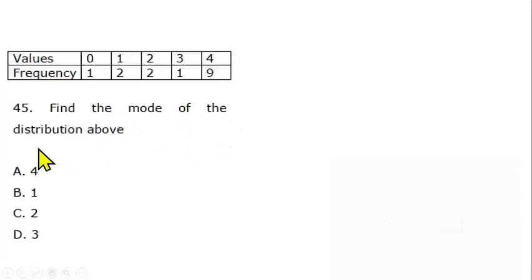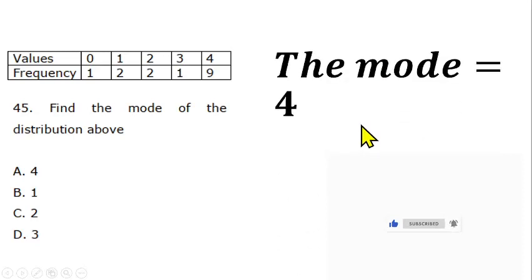You have to find the mode of the distribution, and we know that these are the values and these are the frequencies. So the mode should be the number with the highest frequency. So the mode is 4, because 4 has the highest frequency there. 4 appeared the most, it appeared 9 times.